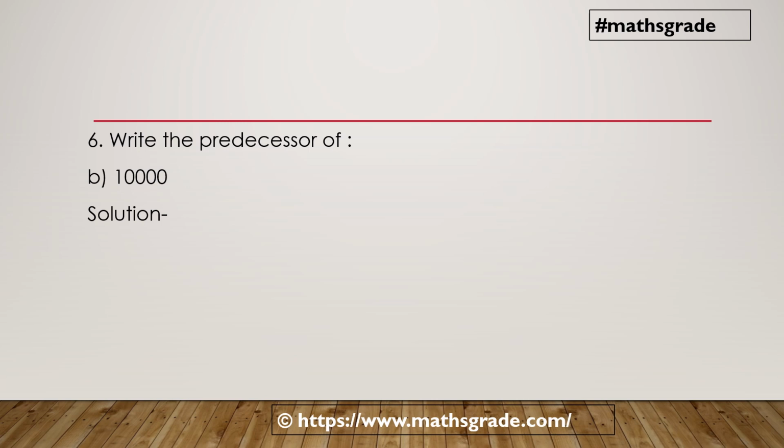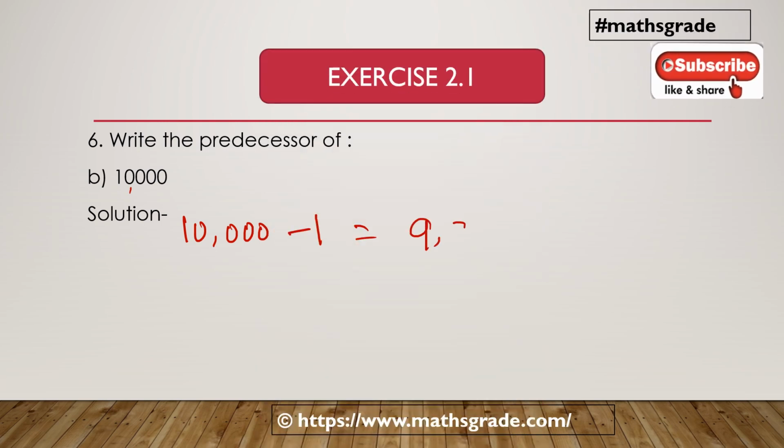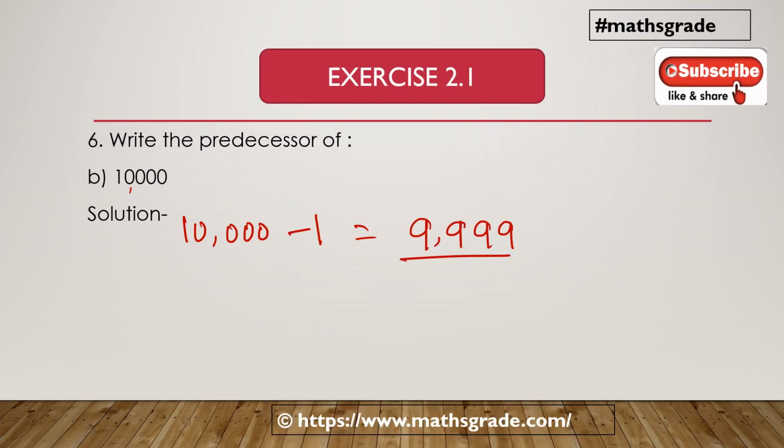Now part B. Predecessor of 10,000. We know predecessor is the previous or before number, so we have to subtract 1 from this number. So the predecessor of 10,000 will be 10,000 minus 1, that is 9,999. And 9,999 is the predecessor of 10,000.